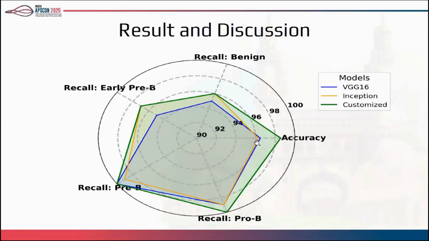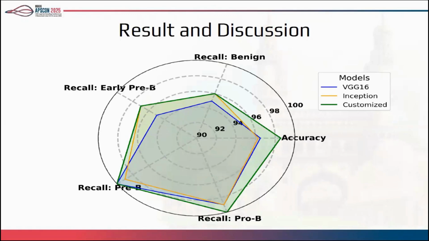For VGG, we get around 96.2, and for Inception, we get around 96.5, and for our customized model, we get an accuracy of 98.55. And as we know, for medical cases, accuracy doesn't give us full information.